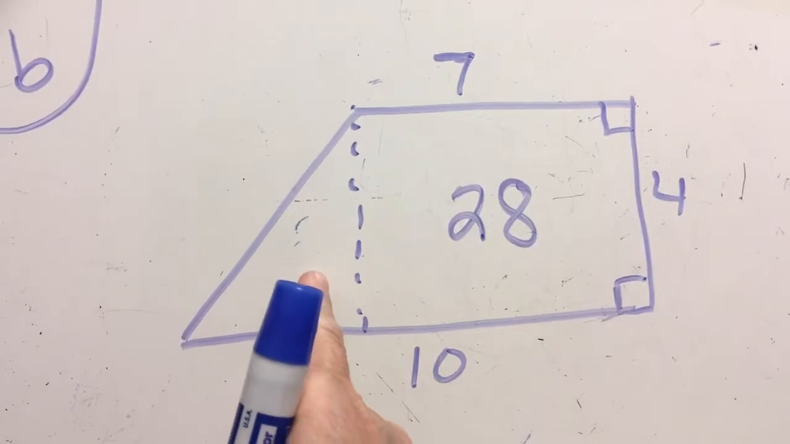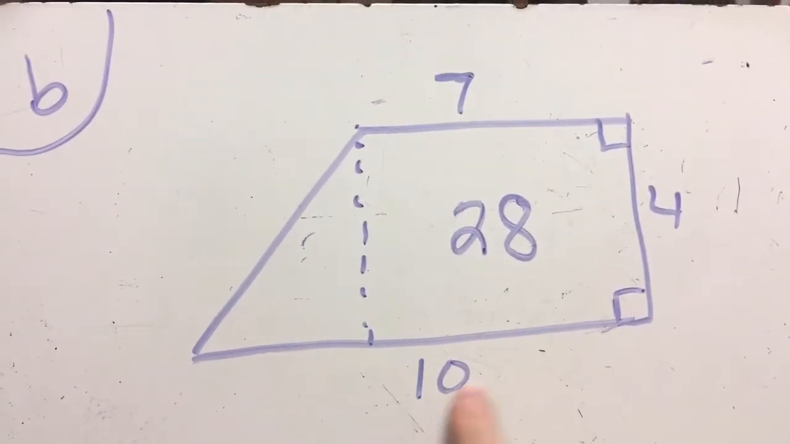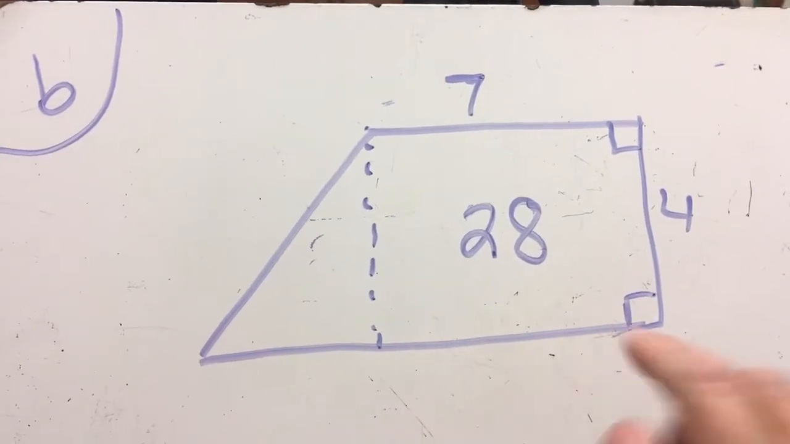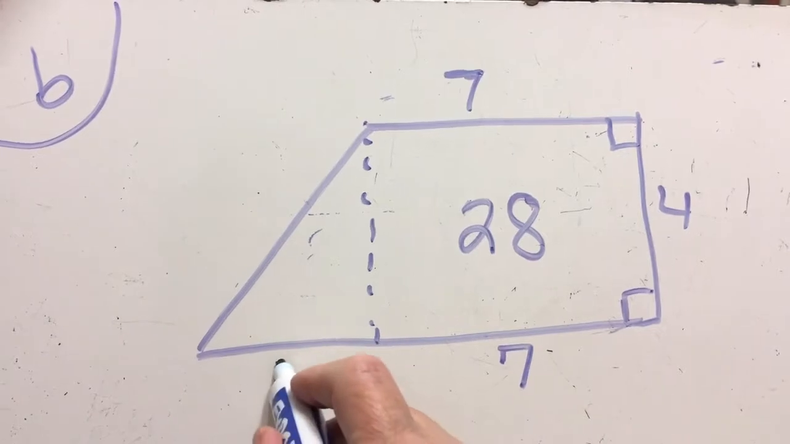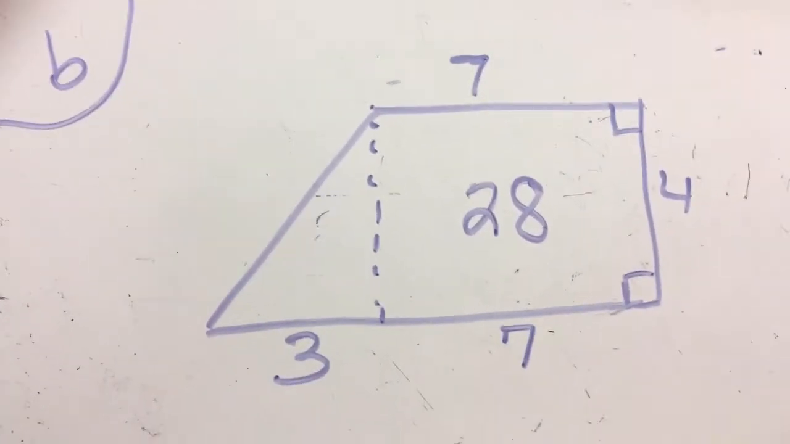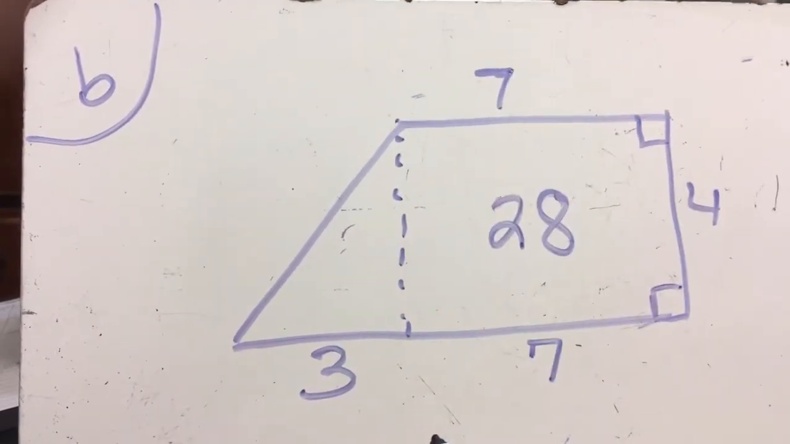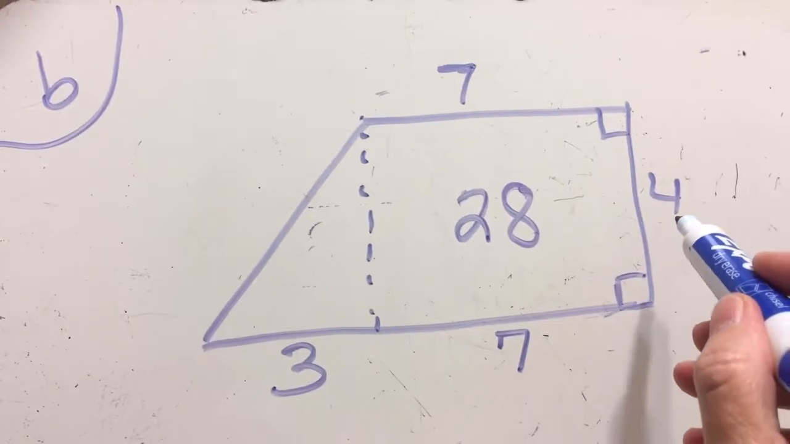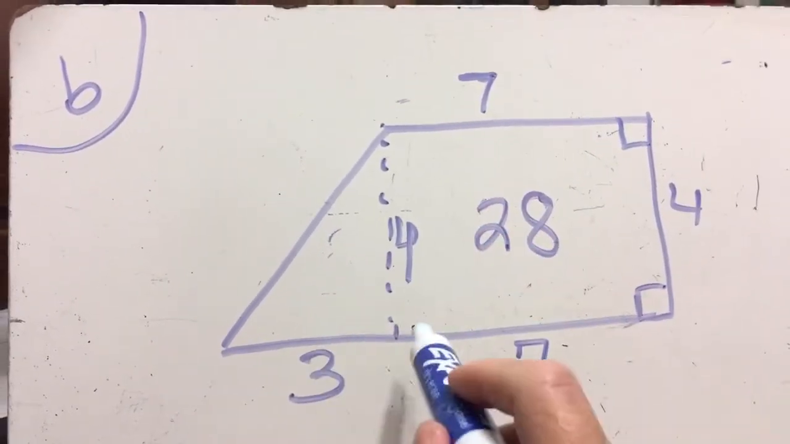The triangle is going to be 1/2 base times height. Now we have to do a little bit of math here. Since this is 10 and this underneath this rectangle must be 7, 7 plus 3 gives us the 10. So we took the original 10 and split it up into 7 and 3 to match the top part of the rectangle. And now, since this height is 4, this height here is also 4.